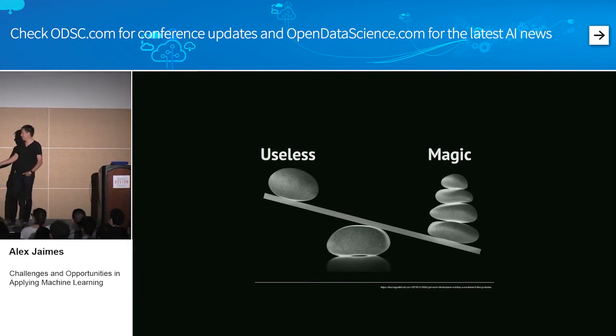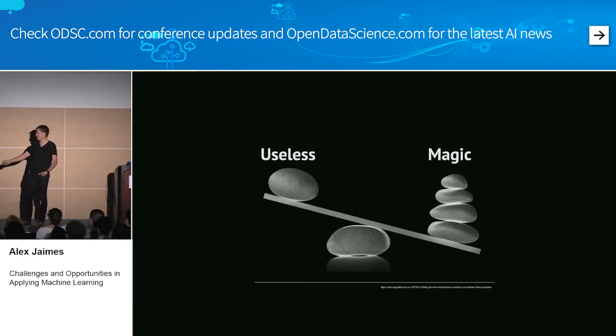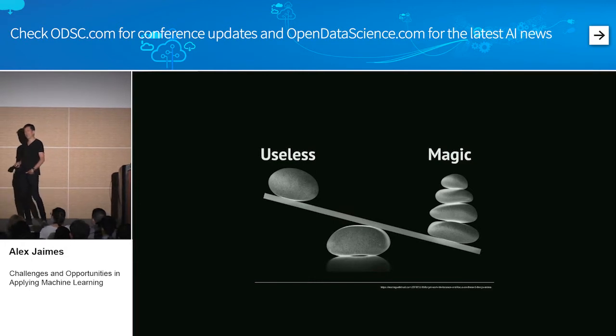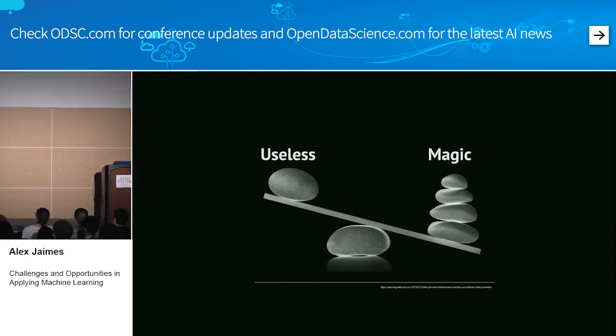And then there are, I would hope most of the people in this room would be kind of in the middle, right? Where we know there's a balance between the two things. It's not magic, but it's not useless. And there are a lot of situations in which it can be used. And in general, I would say, anywhere where you have data, there's repetition, and you want to make predictions, you can apply machine learning, right?